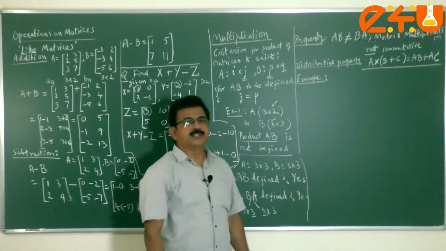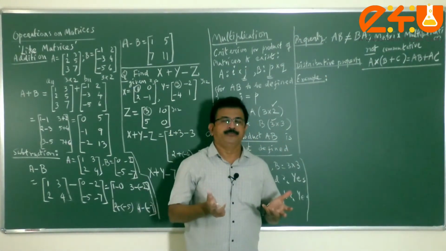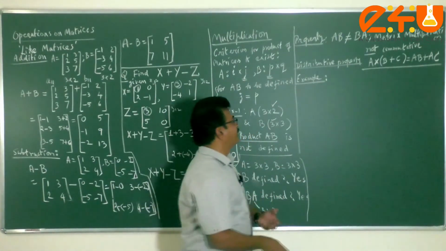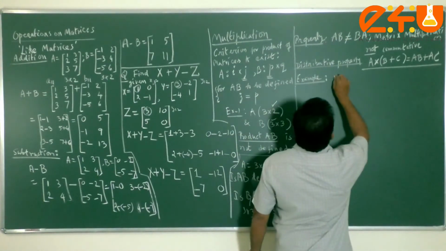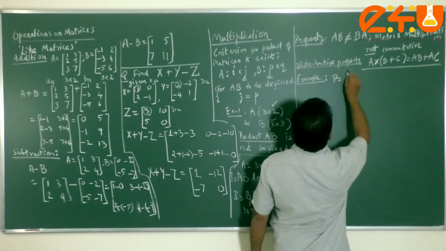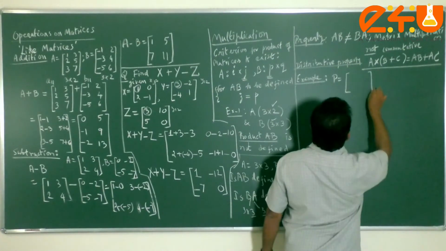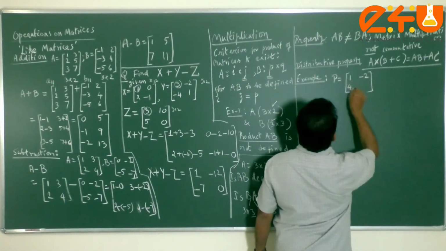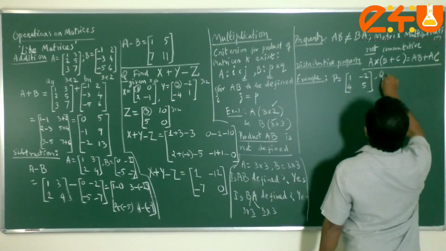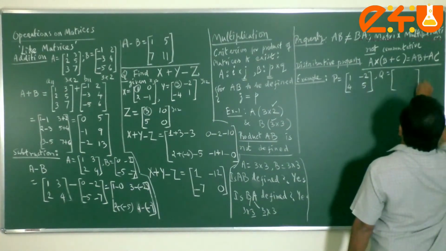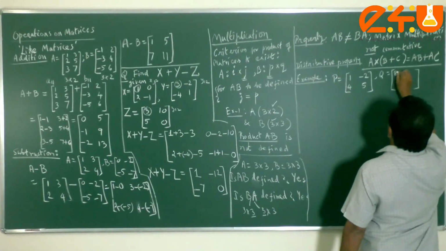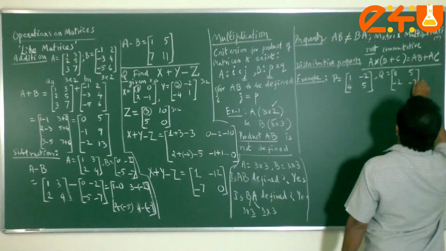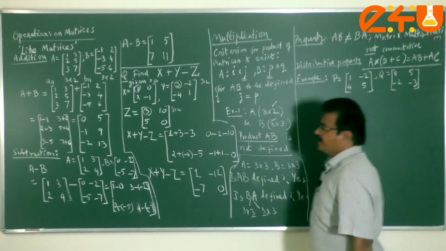To begin with, let us do a multiplication of a 2 by 2 matrix with another 2 by 2 matrix. Let me take, name a matrix P as 1, minus 2, 4 and 5, and matrix Q as 8, 5, minus 2 and minus 3. Let's put it this way.